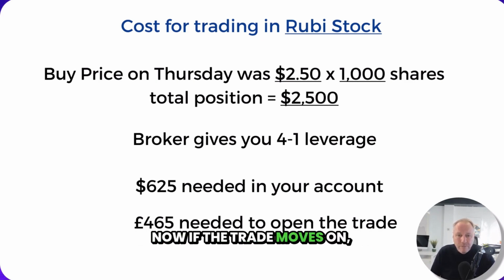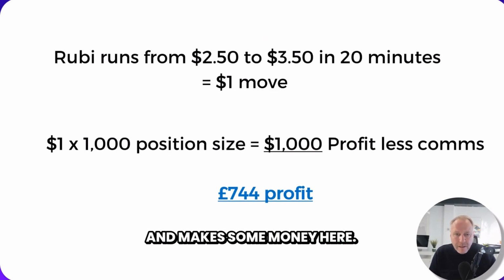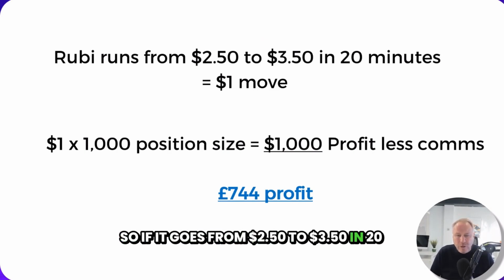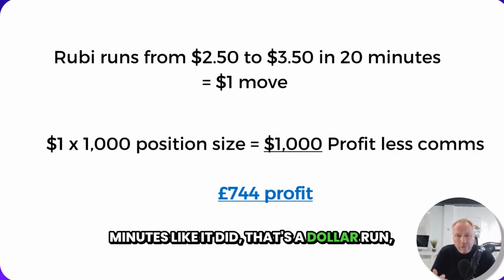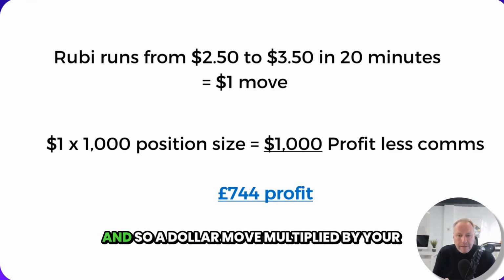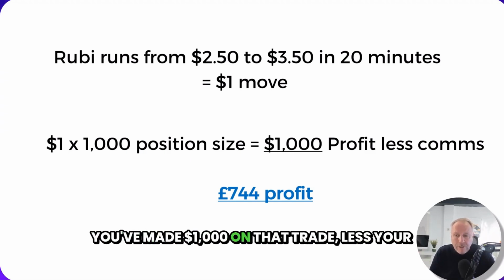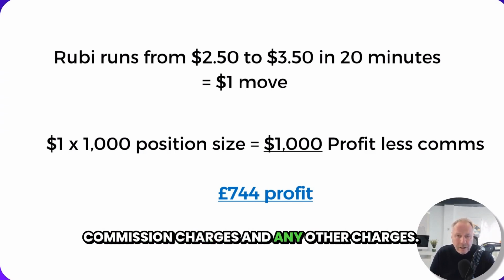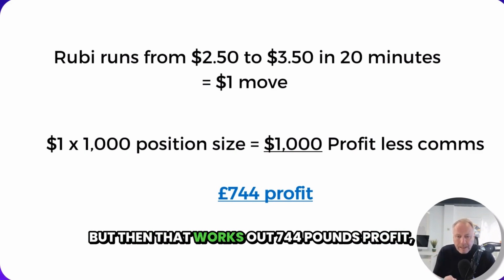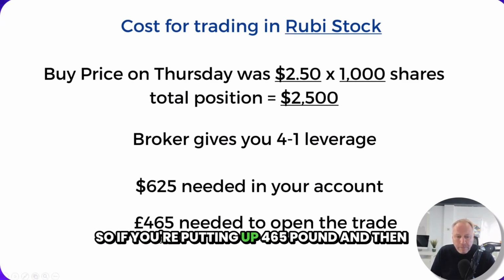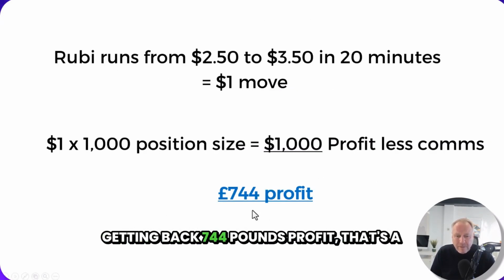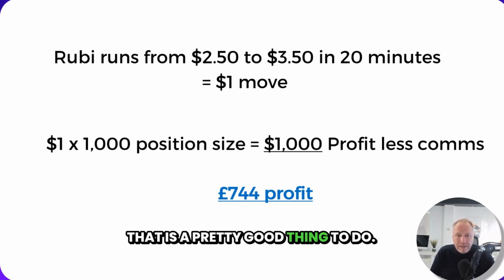Now, if the trade moves on and makes some money, so if it goes from $2.50 to $3.50 in 20 minutes like it did, that's a dollar run. Okay, that's a dollar move. And so a dollar move, multiply that by your position size, let's say 1,000 shares, you've made $1,000 on that trade, less your commission charges and any other charges. But then that works out to £744 profit, okay, with the exchange rate. So if you're putting up £465 and then getting back £744 profit, that's a really good deal, isn't it? That is a pretty good thing to do.